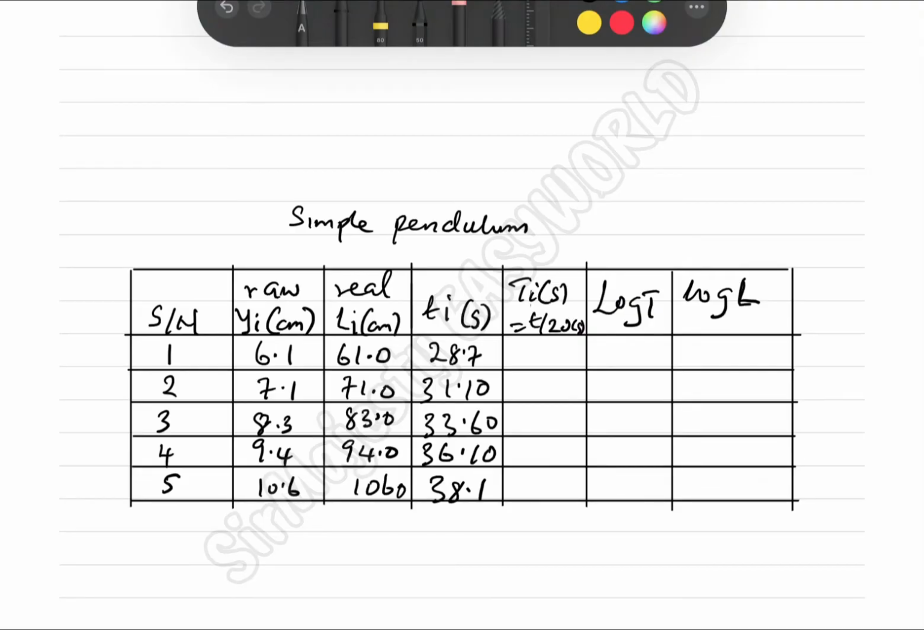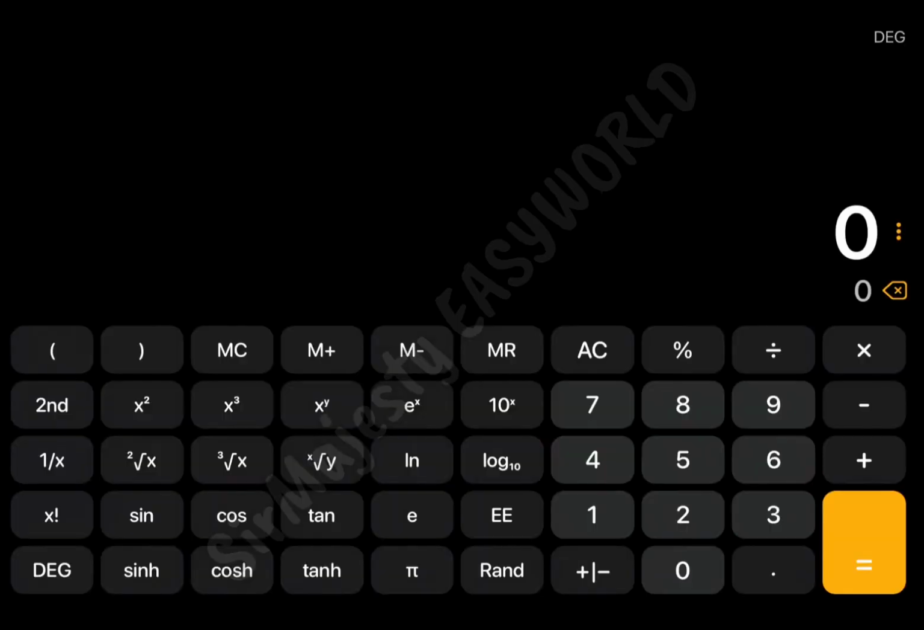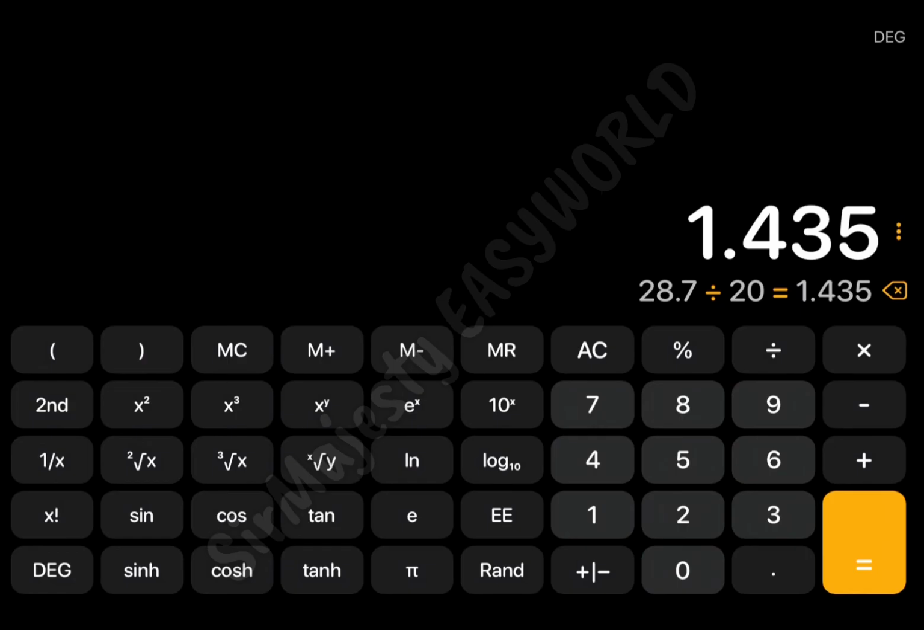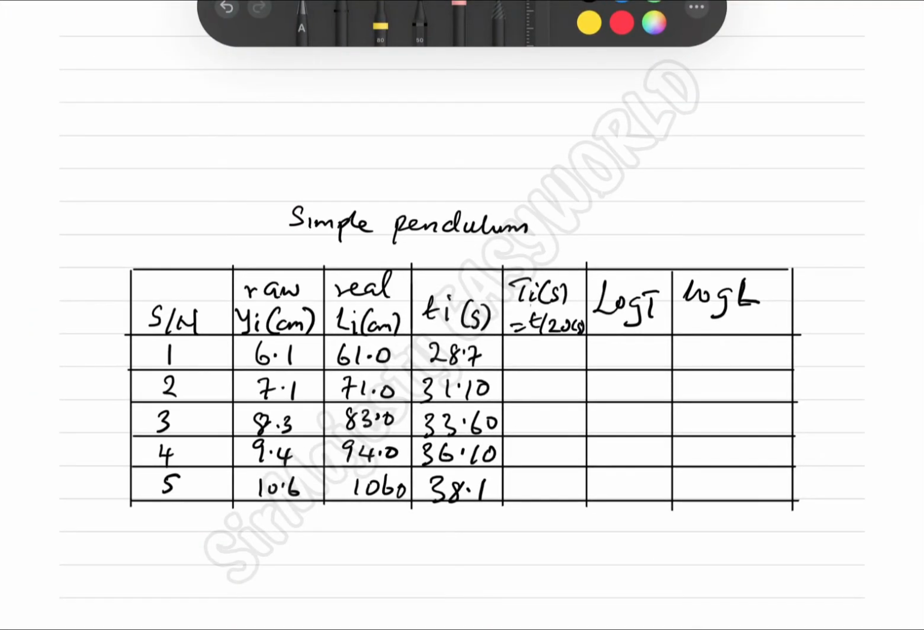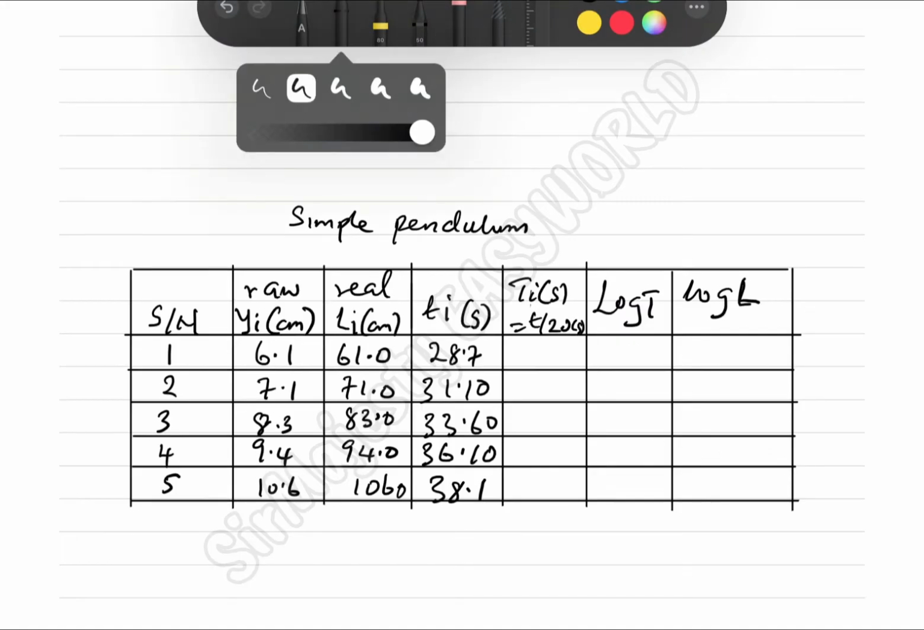You divide each unit here by 20. Each of these units will be divided by 20. So if you do that on the calculator, you have 28.7 divided by 20. We'll have 1.43, which should be 1.4 to the whole number. So over here should be 1.4.